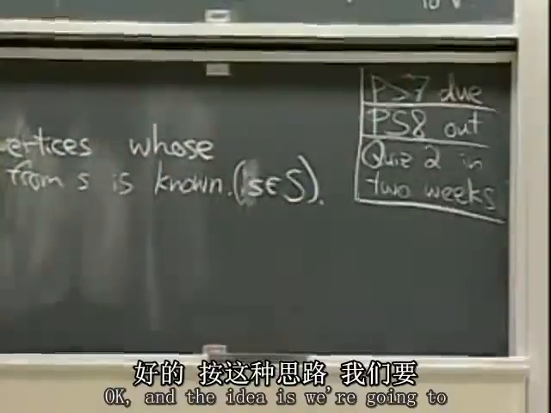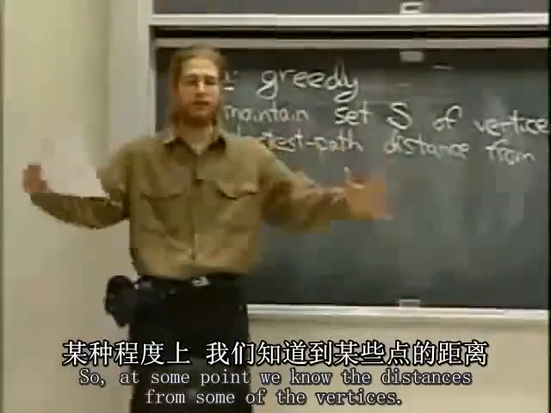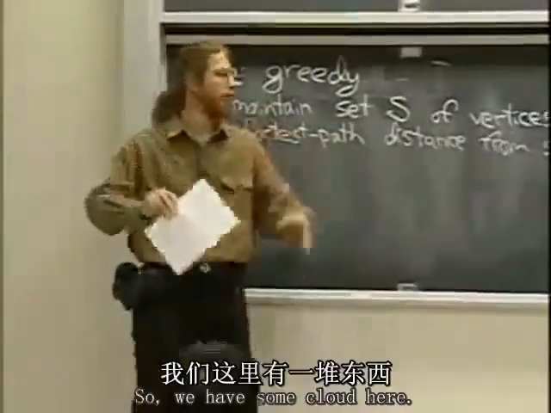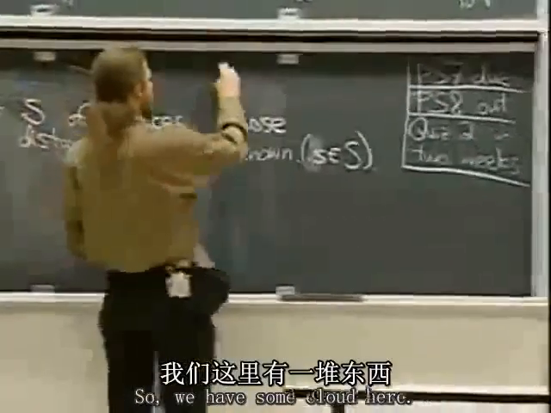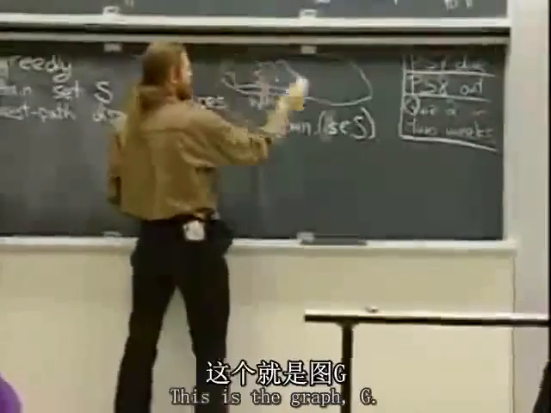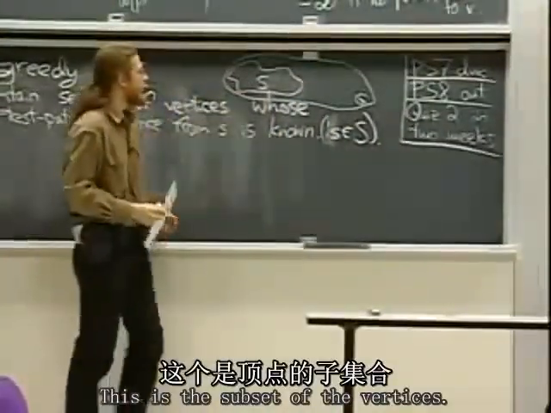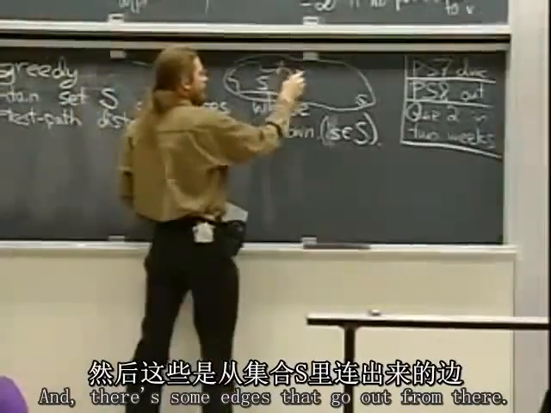The idea is we're going to accumulate more and more vertices that we know. So at some point we know the distances to some of the vertices. We have some cloud here. This is S, and this is everything else. This is the graph G. This is a subset of the vertices. And there are some edges that go out from there.